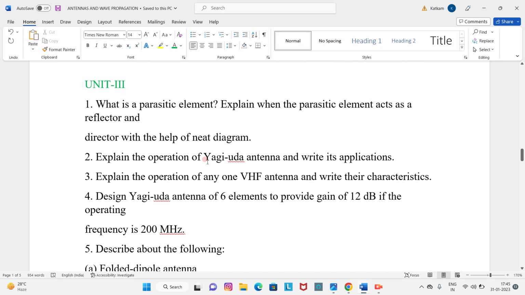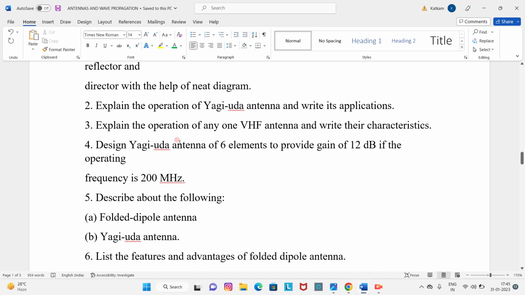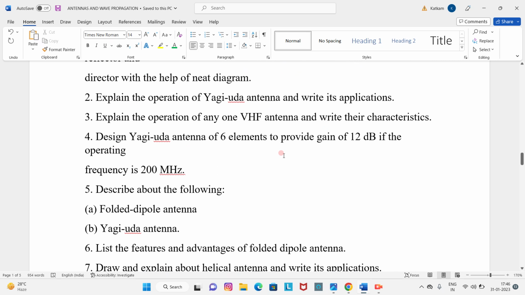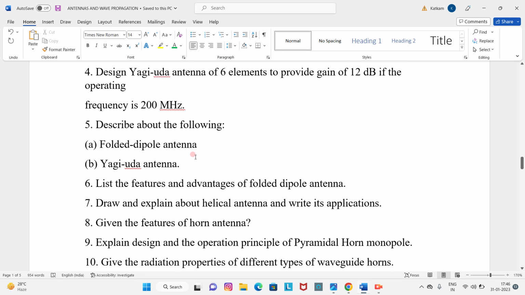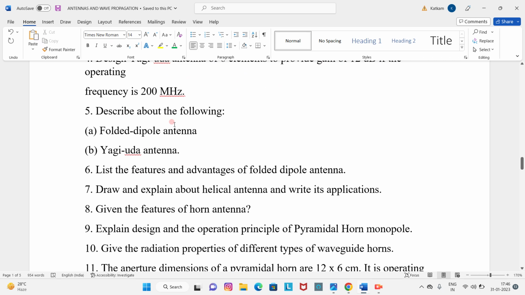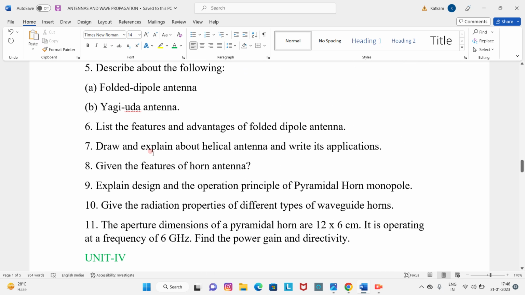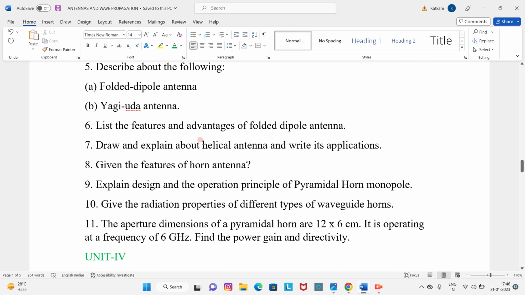frequency is 200 MHz. Fifth question, describe the following: folded dipole antenna and Yagi-Uda antenna. And sixth question, list the features and advantages of folded dipole antenna. Seventh question, draw and explain helical antenna and write its applications. Eighth question, give the features of horn antenna. Ninth question, explain the design and the operating principle of pyramidal horn antenna. 10th question, give the radiation properties of different types of waveguide horns.